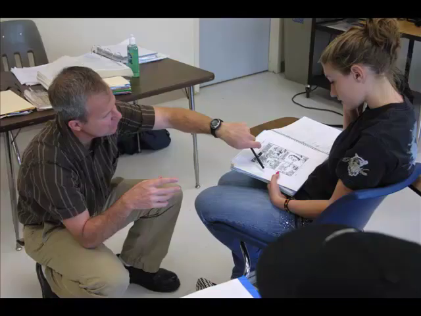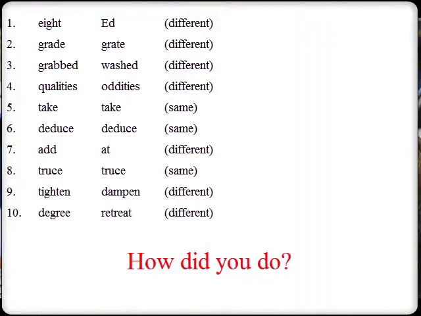Alright, let's take a look at the answers. So you can see with number 1, these are actually different. 8, ed. Number 2, these two words are different. Grade, great. Number 3 is also different. Grabbed, washed. Number 4, qualities, oddities. Number 5, take and take is the same. 6, deduce and deduce is the same. 7, add, at. These are different. 8, truce, truce, the same. 9, tighten, dampen. These are different sounds, the T and D. And 10, degree and retreat. And these are different sounds.